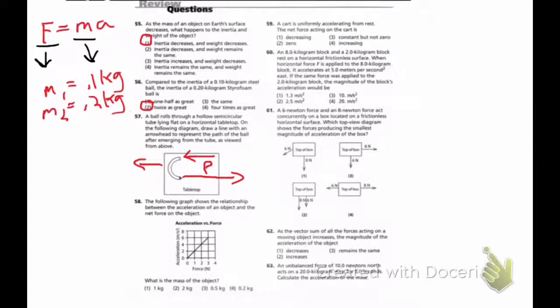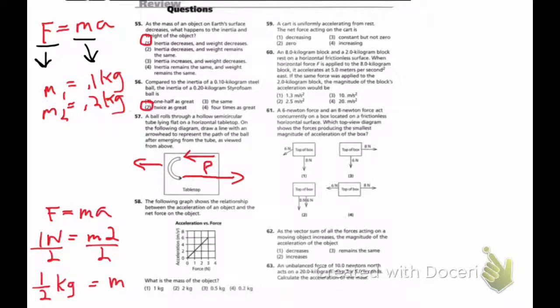Next question. The following graph shows the relationship between the acceleration of an object and the net force of the object. What is the mass of the object? Well, we have mass, we have force, and we have acceleration. So Newton's second law says force equals ma. We can see that the horizontal axis is the force, so we'll take an arbitrary x point, which is 1 Newton, and we'll set it equal to a y coordinate, which is 2 meters per second squared. When we divide by 2 and we divide by 2, we see that the mass has to equal a half a kilogram. When we look at our choices, we see that choice 3 has to be the correct answer.